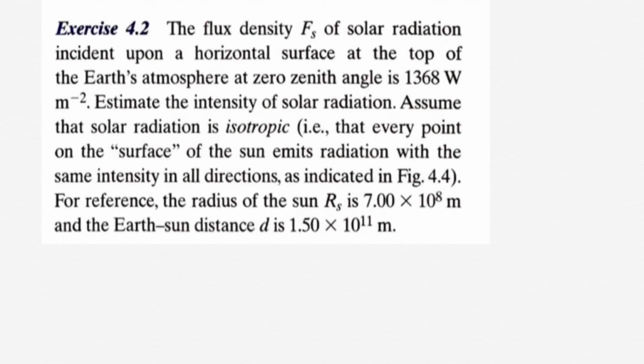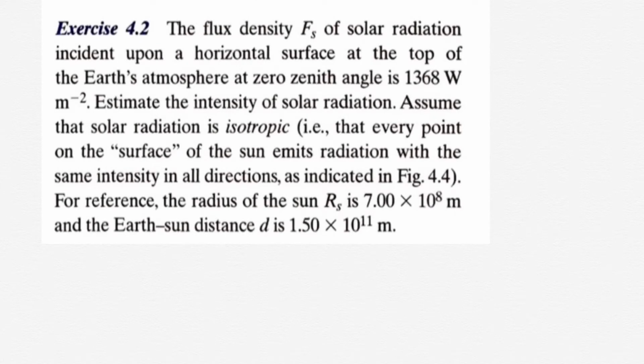Okay, let's try this exercise from the Wallace book. I'll go through it very briefly. The flux density, or Fs, of solar radiation incident upon a horizontal surface at the top of the Earth's atmosphere at 0 zenith angle, that means direct from the top, is 1,368 watts per meter square. Estimate the intensity of solar radiation.